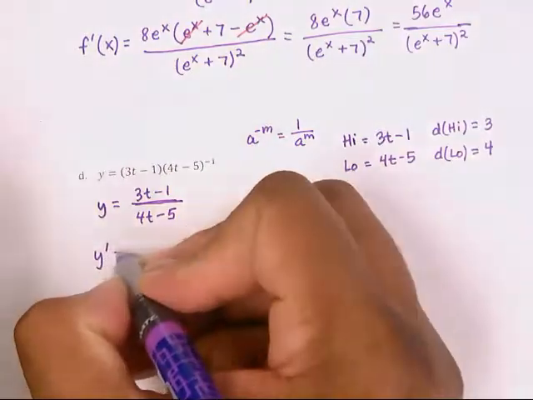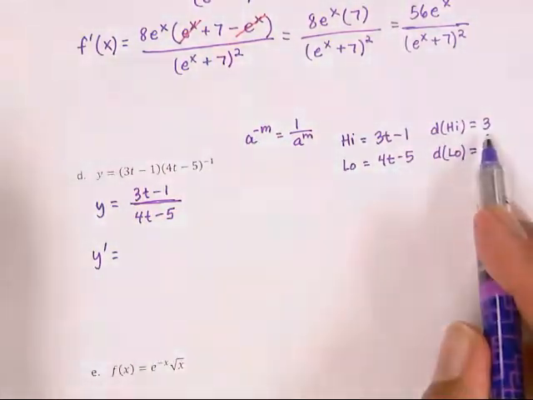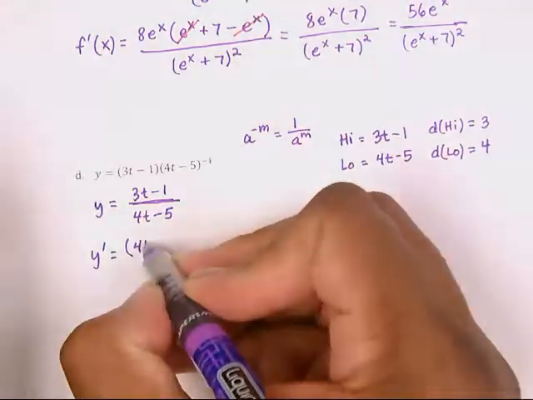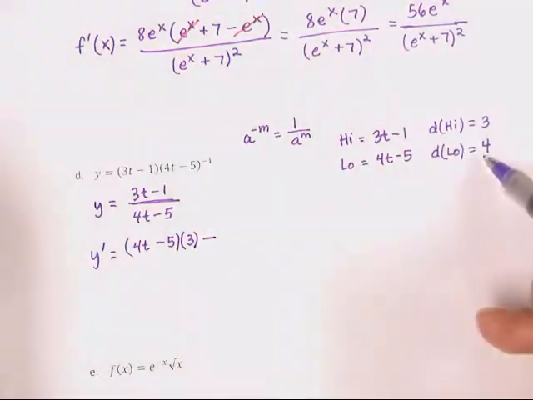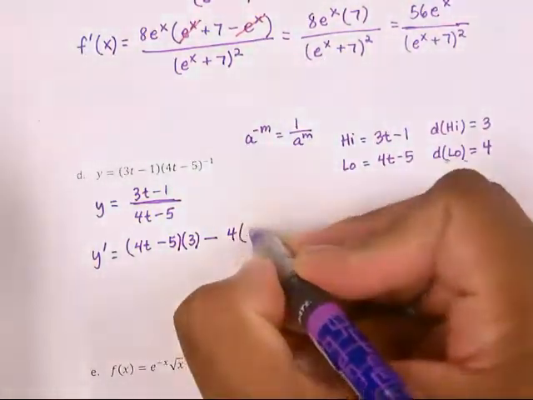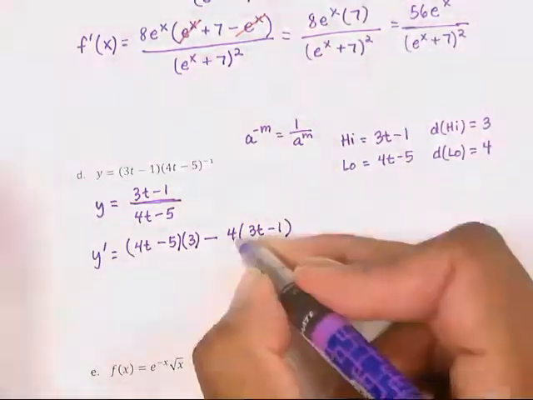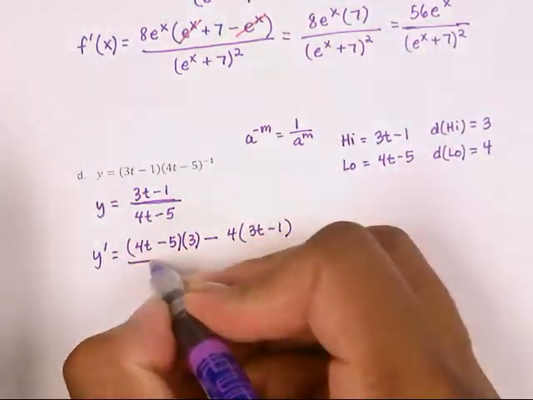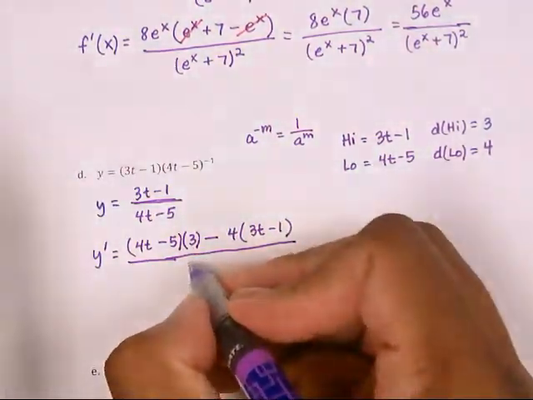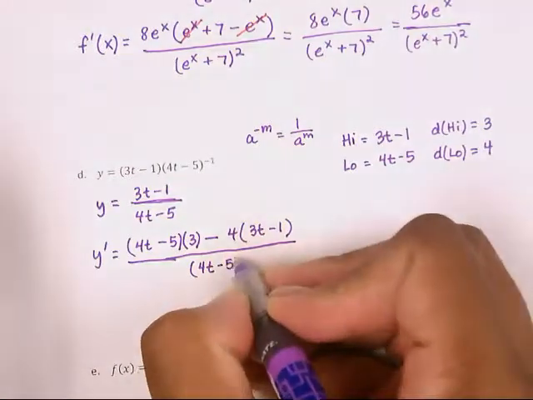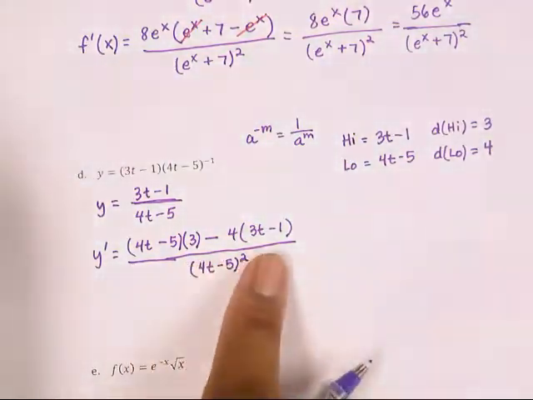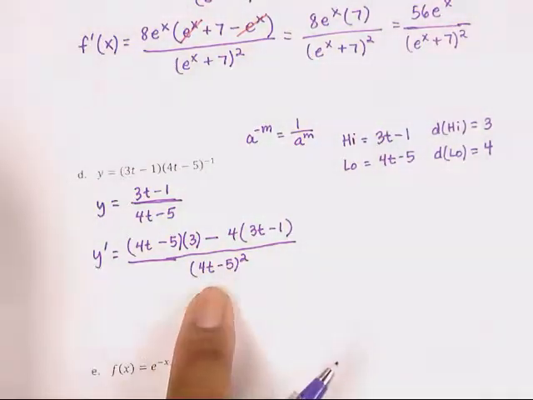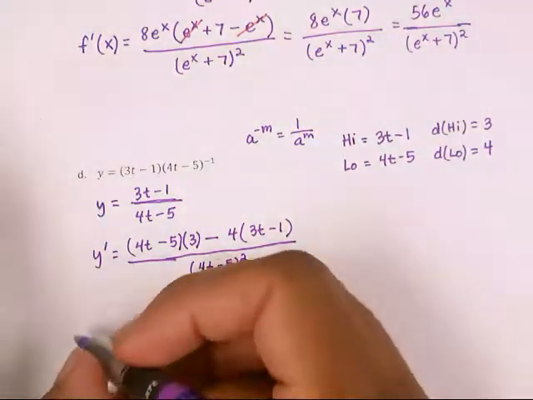And now let's find y prime. Again, that's going to be the low times the derivative of the high, so it'll be 4t minus 5 times 3 minus the high times the derivative of the low. I'm going to put the 4 in front of 3t minus 1 because that's the high times the derivative of the low, all divided by your low, which is 4t minus 5 quantity squared. So again, low times the derivative of the high minus high times the derivative of the low, all divided by the square of the low. And we'll finish this off.